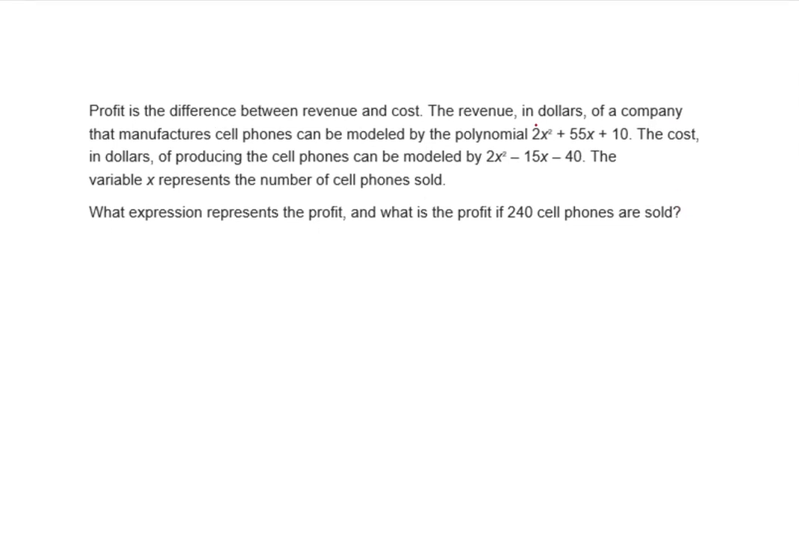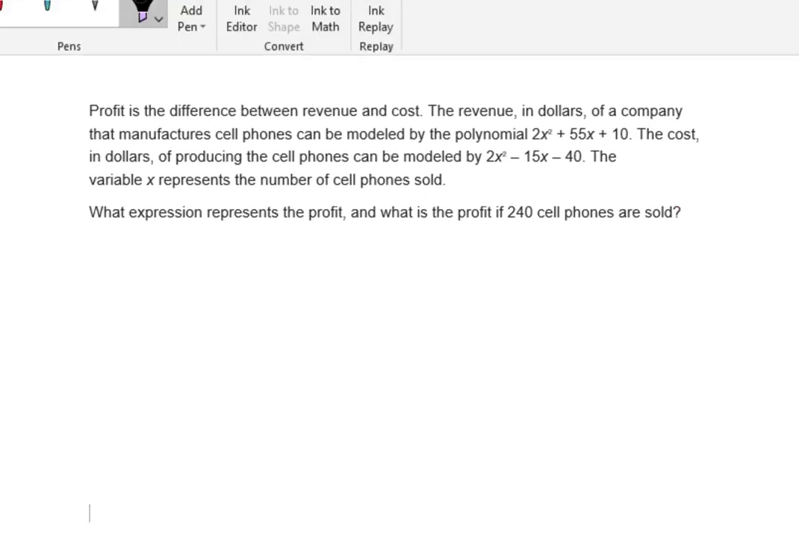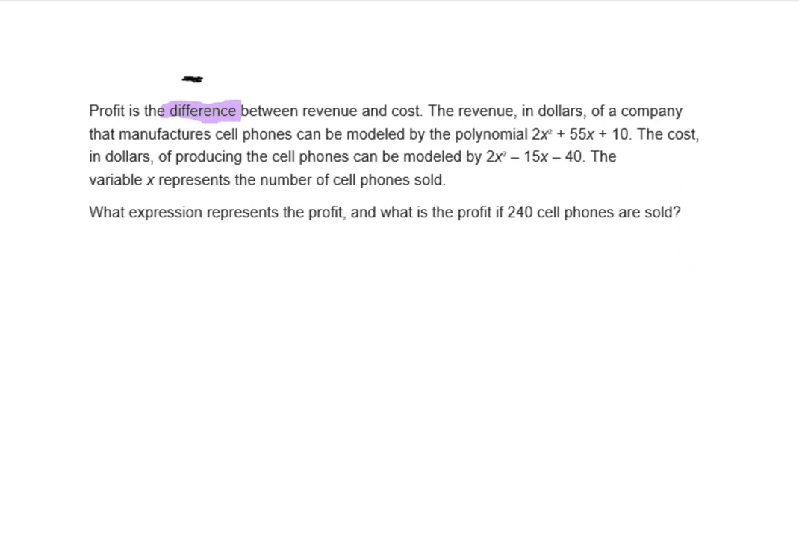Profit is the difference. Difference means subtract. So profit is the difference between the revenue and the cost. So to find the profit, we subtract revenue minus cost. Because we're using polynomials, make sure you put parentheses around the polynomials so that you can see that we're going to apply what we did in that other problem, where the subtraction sign is going to affect the sign of the terms in the cost.